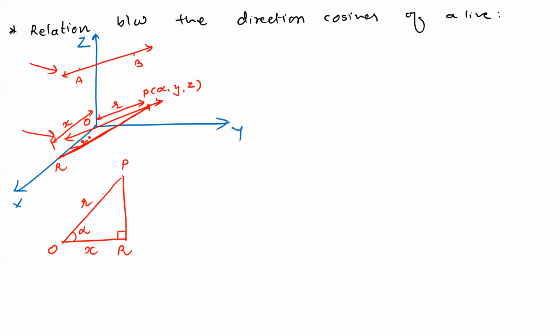Our interest is to find X in terms of alpha, the direction. Try to understand this diagram. Here you are going to use a little bit of trigonometry. From the diagram, cos alpha is equal to the adjacent side OR by the hypotenuse OP. OR is X and OP is R. So X is equal to R cos alpha. Similarly, one can draw perpendiculars on the y-axis and z-axis, and we can find those out.